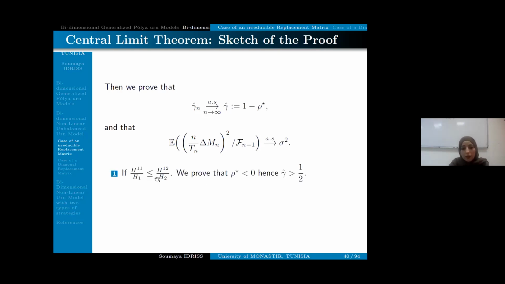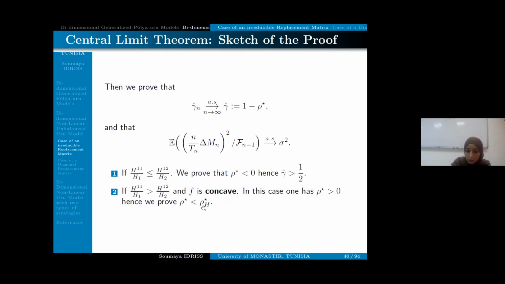In the first case, if we prove that rho star is negative, then we get that gamma hat is greater than 1/2. In the second case, we have rho star is positive. For that, we need to prove that rho star is less than rho star H.